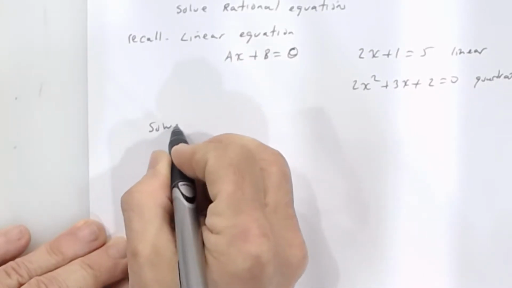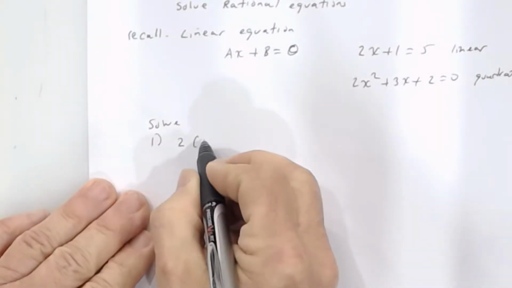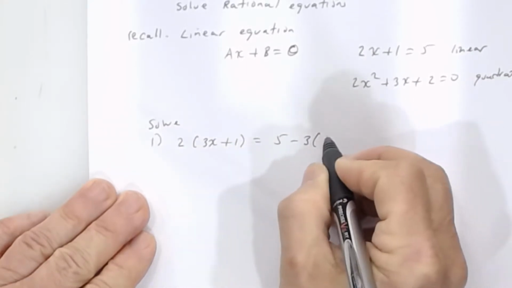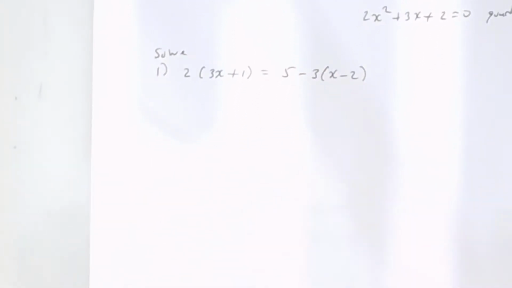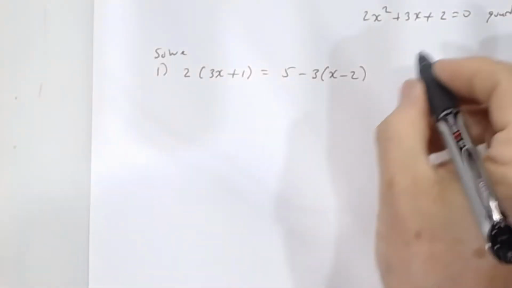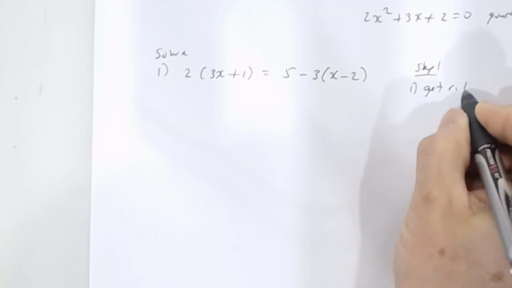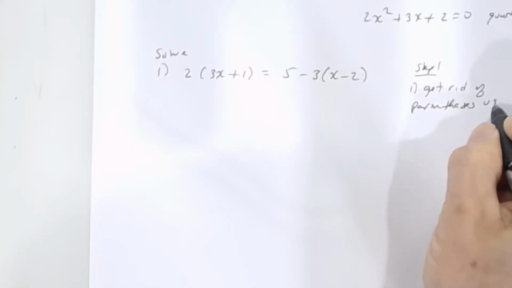So let's solve number 1. Suppose we had 2 times 3x plus 1 equals 5 minus 3 times x minus 2. What's the first thing you're going to do in solving this linear equation? Use the distributive property. If you have any parentheses, you get rid of them using the distributive property.